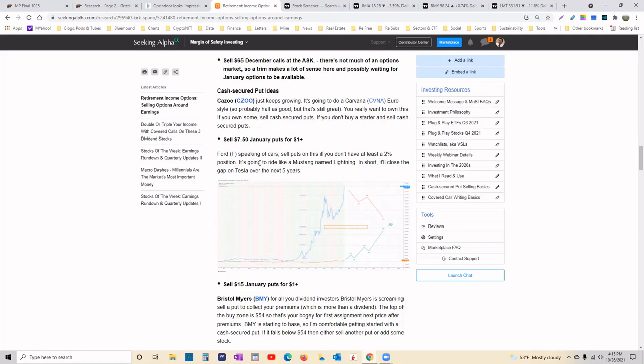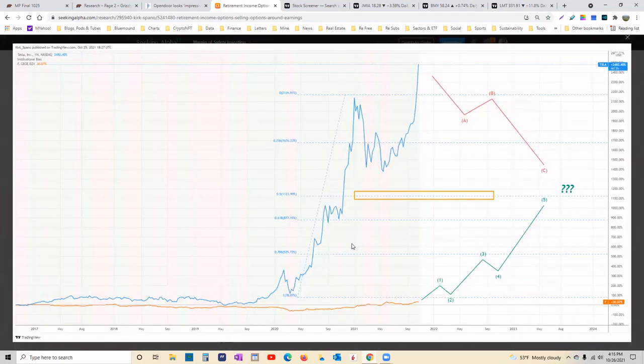All right, speaking of cars, Ford. Oh, I didn't make that bold. I sure hope that you like Ford, because I'm telling you what, at some point, the gap between Ford and Tesla is going to narrow. And Tesla is setting up for a classic three waves down in Elliott Wave, and Ford is setting up for a classic five waves up.